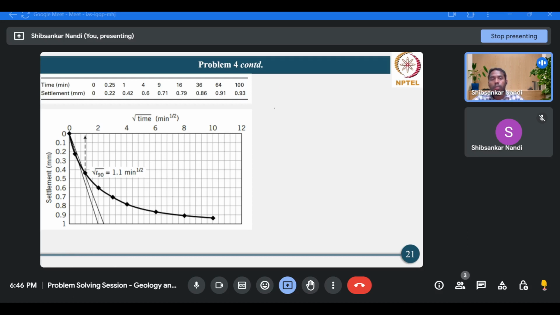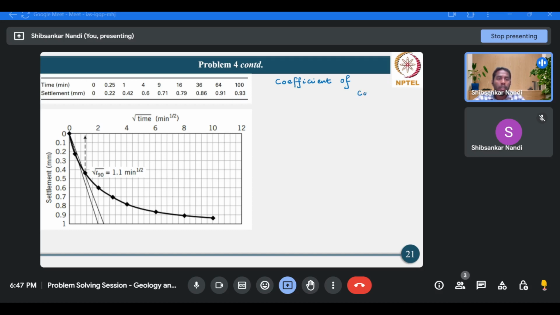Now what are these two methods? The first one is Casagrande's method, the method proposed by Casagrande, also known as the logarithmic time method, and the second one is Taylor's method, also known as the square root of time method. Now for this problem we will consider the second one, that is the square root of time method.